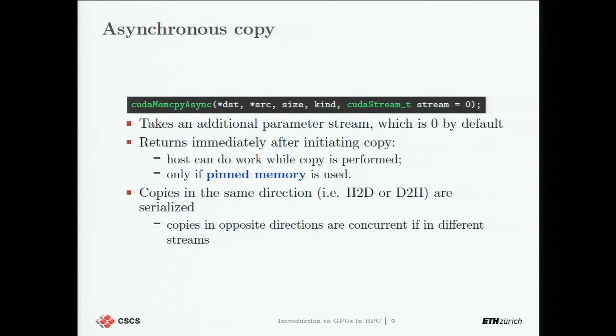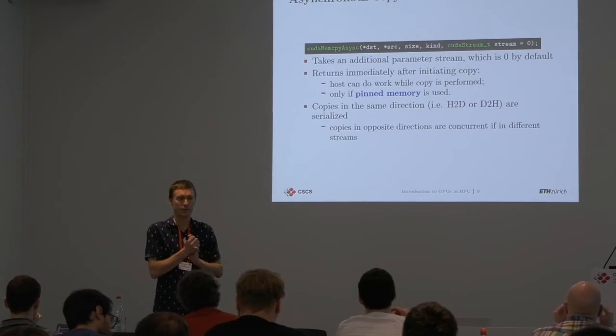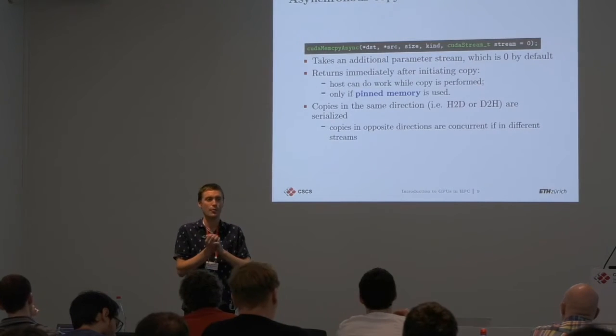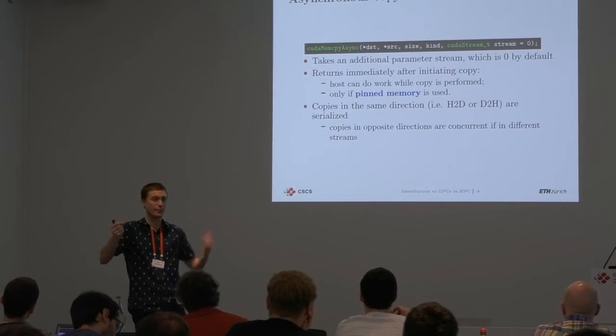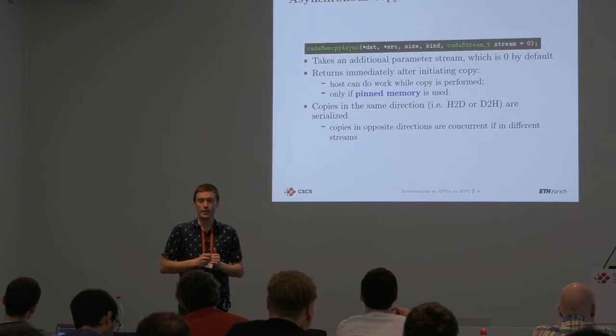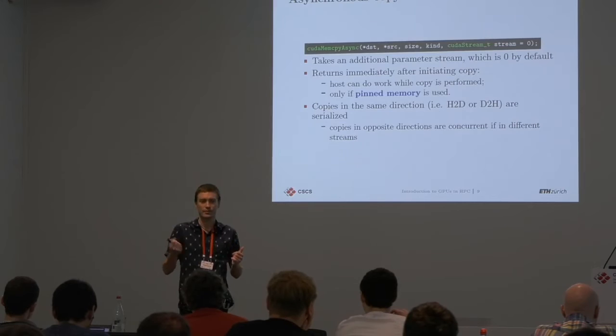And copies in the same direction: for example, if I want to have two asynchronous copies from host to device, they will be scheduled to happen one after the other, because we've basically got one dedicated copy engine, I think it's called, for copying from host to device, and another copy engine for copying from device to host. So you can be copying from host to device at the same time as you're copying from device to host at full speed, and they won't interfere with one another.